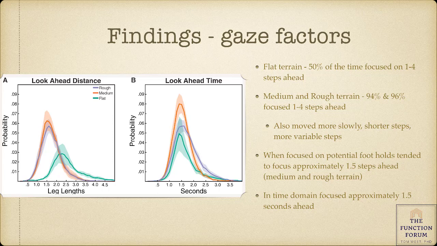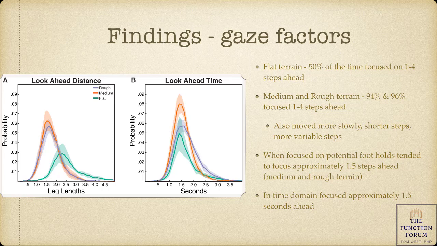When we got to the medium and the rough terrain, we see a big change. In the medium terrain, 94% of the time they were looking somewhere within 1 to 4 steps ahead, and 96% of the time on rough terrain they were looking 1 to 4 steps ahead. So they did not let their vision or their gaze move away from that immediately in front of us type of position. Also, they moved more slowly and with shorter, more variable steps in those two terrain conditions as well. And again, because they were so much more focused on where to place their feet and so on.